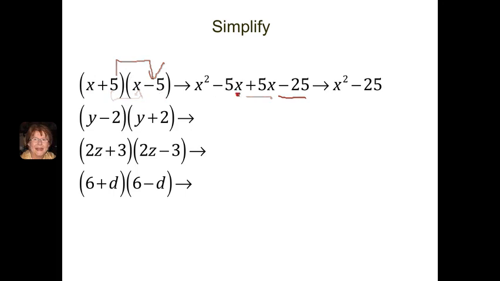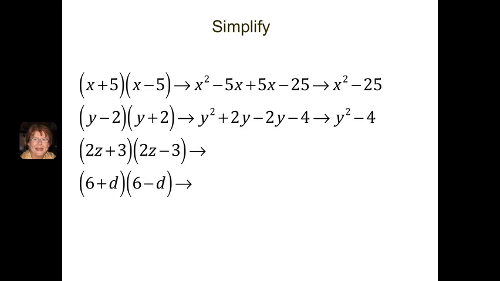Notice here, the x terms are identical, but we can eliminate them because we've got -5 plus 5. So the middle terms eliminate. In simplified form, our binomial times our binomial is x squared minus 25. What about the next one? Are you starting to see a pattern?